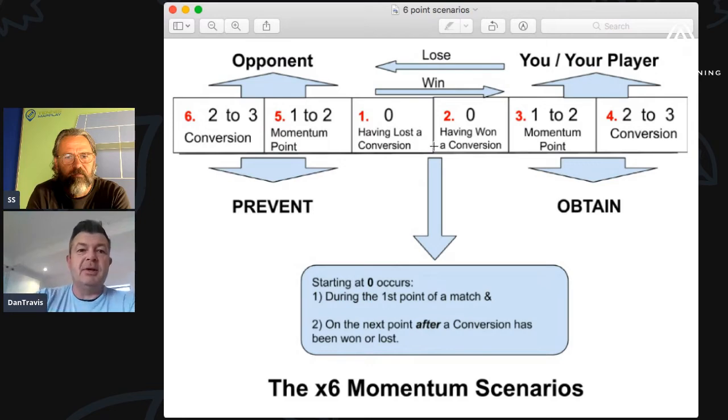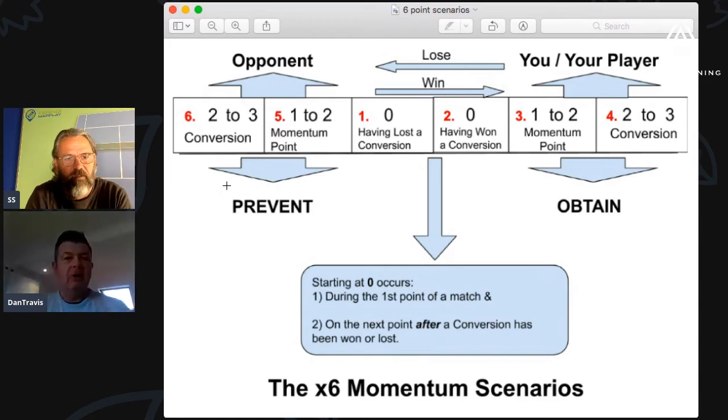A third one I would say would be to look at your ability to prevent your opponent getting a conversion or a momentum point. It is considerably more likely than it is for you to gain a momentum or conversion point. So winning on the left is easier than winning on the right. Correct. And so let me say this too.